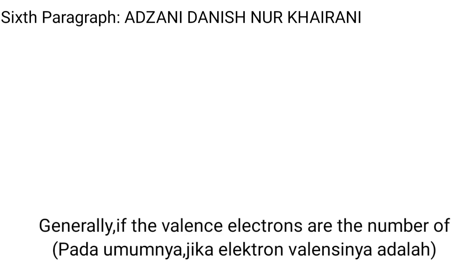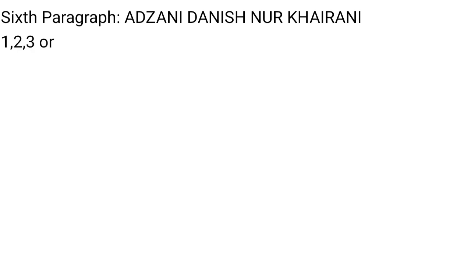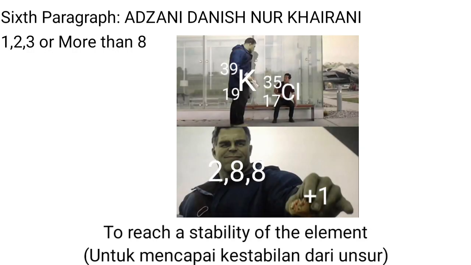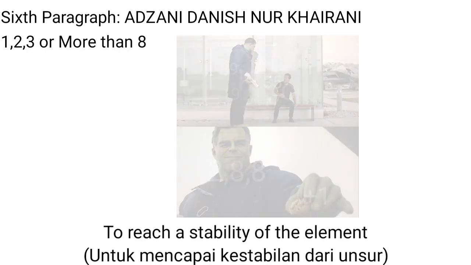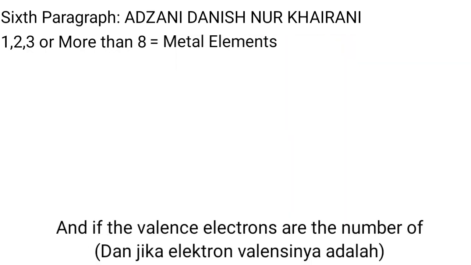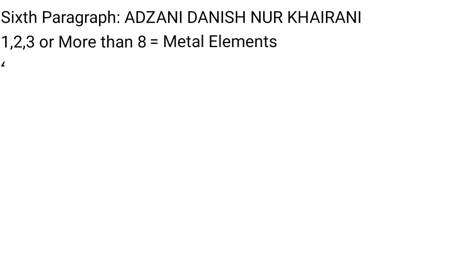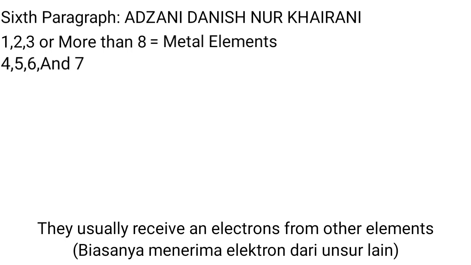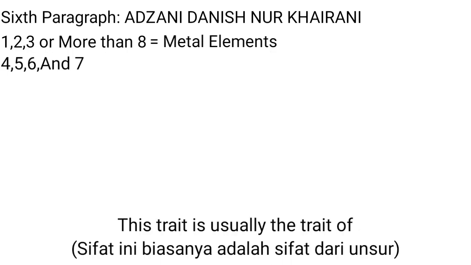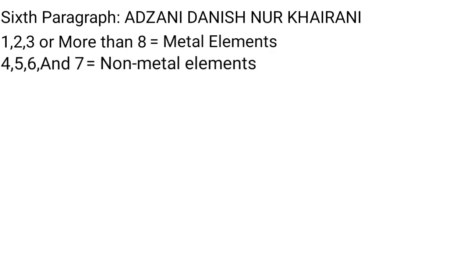Generally, if the valence electrons are the number of 1, 2, 3, or maybe more than 8 in the element, they usually give electrons to other elements to reach stability. This trait is usually a trait of metal elements. And if the valence electrons are the number of 4, 5, 6, and 7, they usually receive electrons from other elements to reach stability. This trait is usually the trait of non-metal elements.